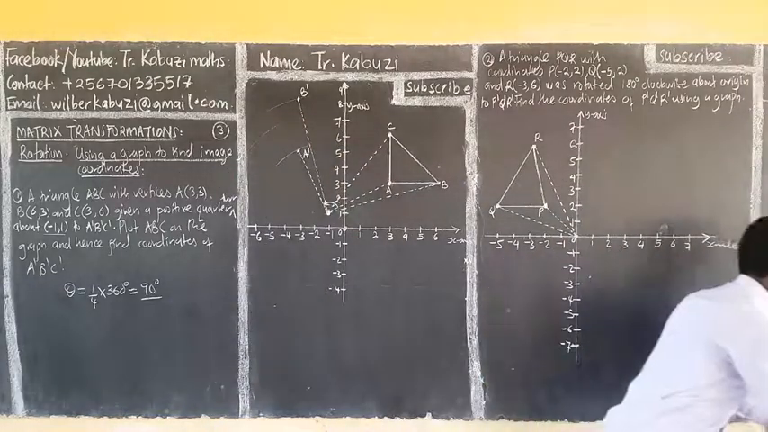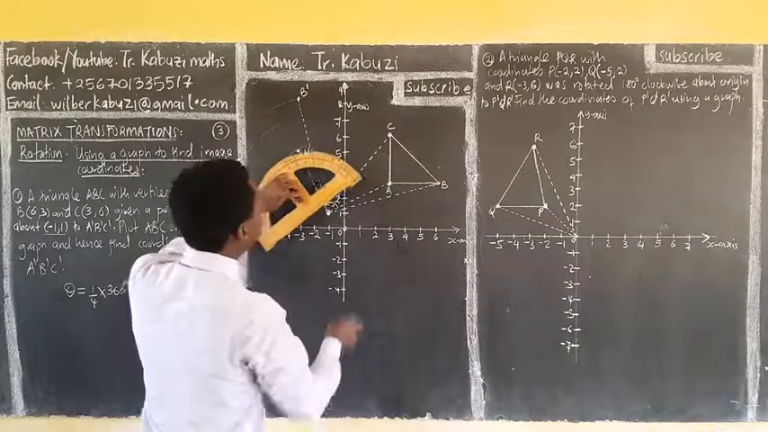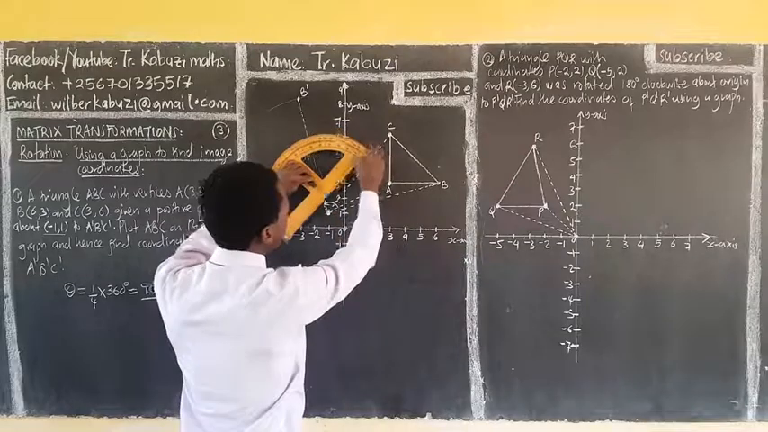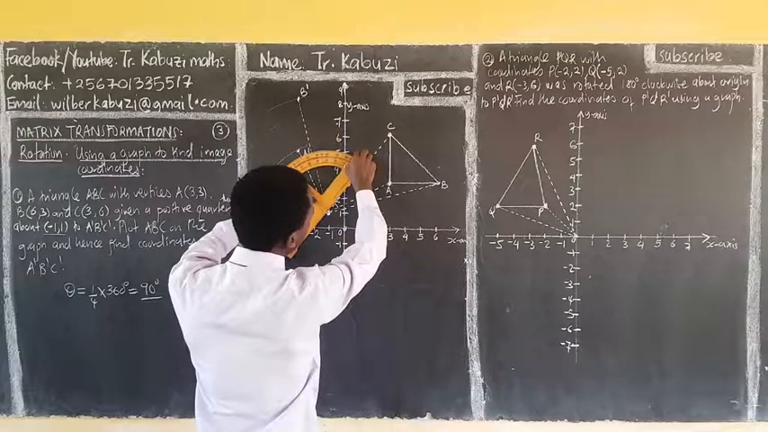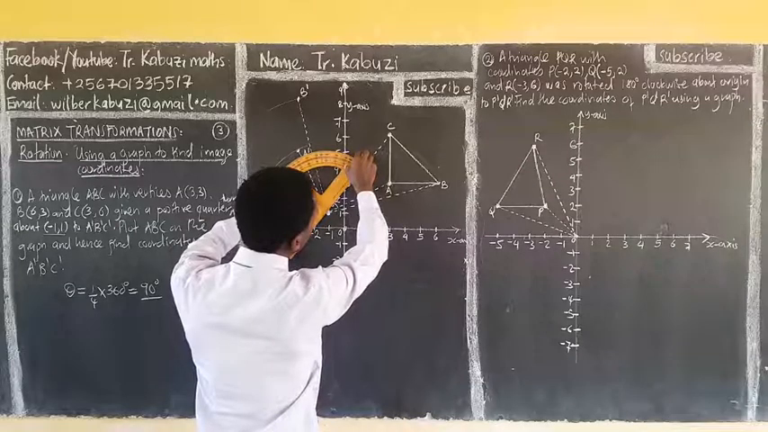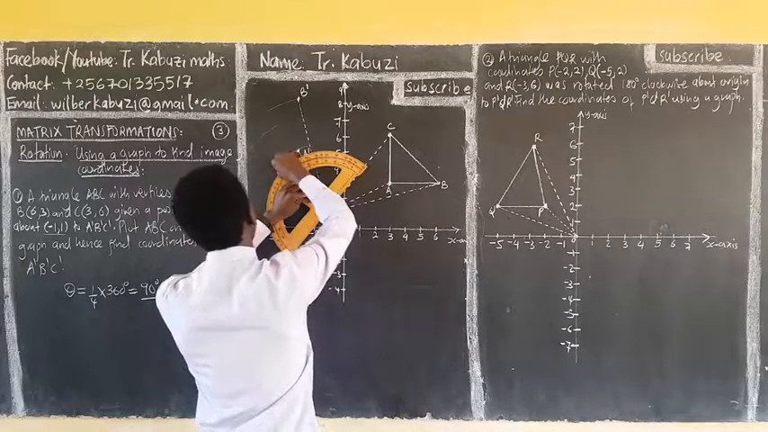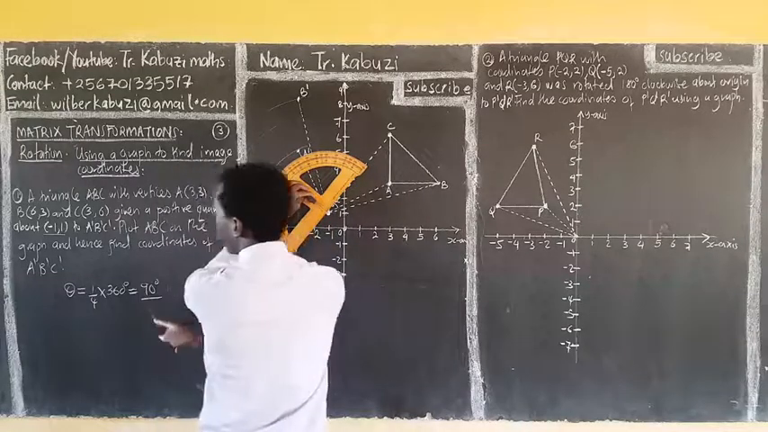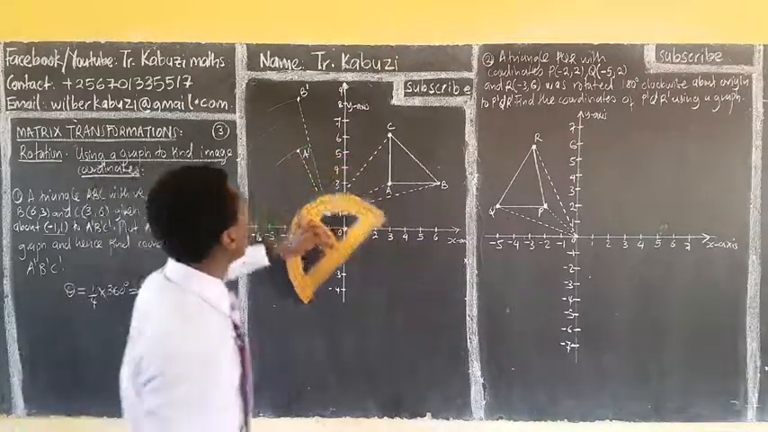Then I get a protractor. I come at a 90, where 90 is going to be. Now this is my line where my protractor is going to sit, because I'm on C. Like that. Then I put, this is going to be my 90 degrees. You see, we are measuring 90 because it was our angle of rotation, a quarter turn. So this is my 90 degrees.